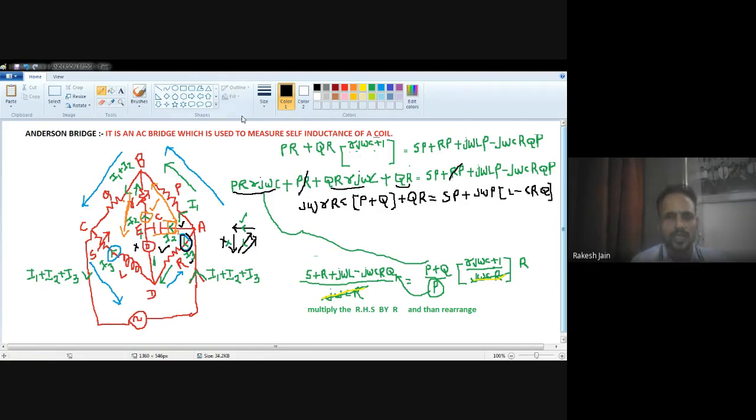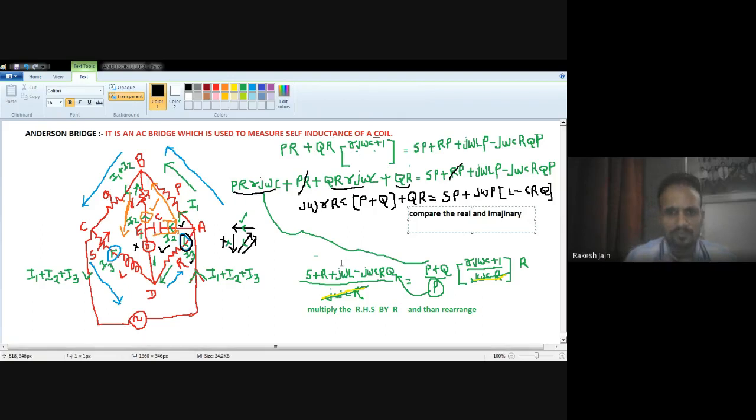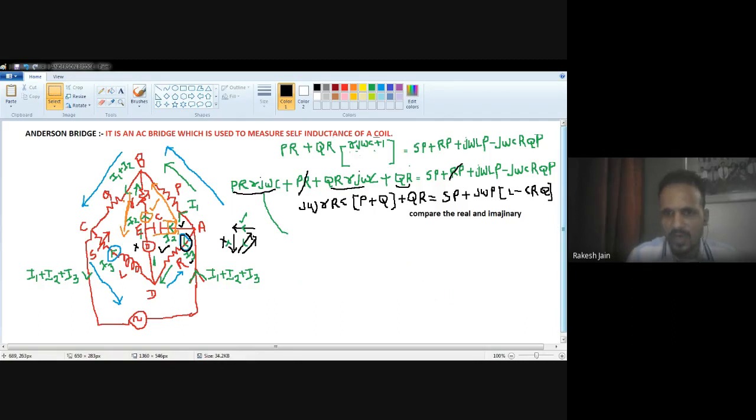Okay, so now compare the real and imaginary part. Then what will happen? If we compare the real and imaginary, then we will find out the final formula for the self-inductance of a coil. By comparing only the real part, we find that QR is equal to SP. That is the general condition for the bridge to be balanced. QR is equal to SP is the basic condition for the bridge to be balanced. So this is by comparing the real part.